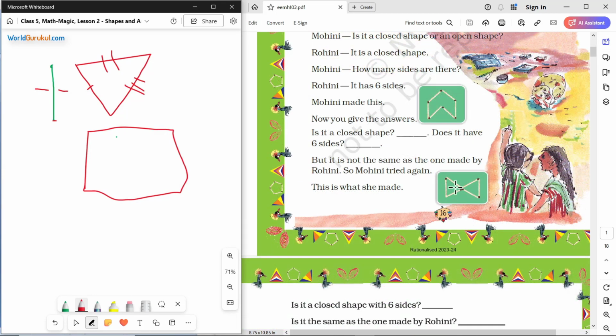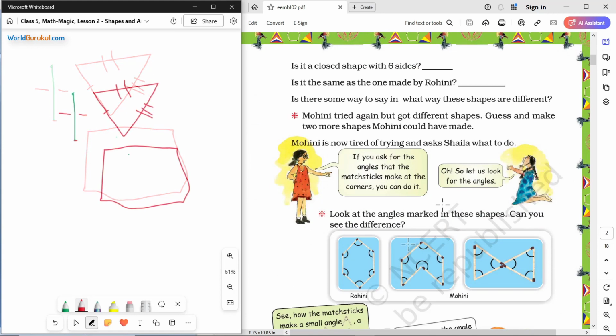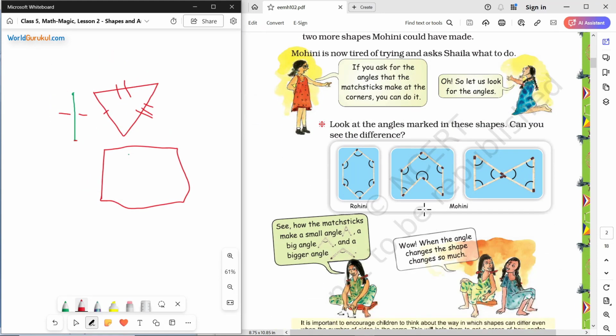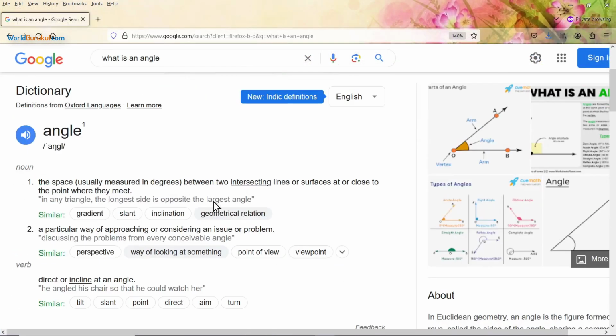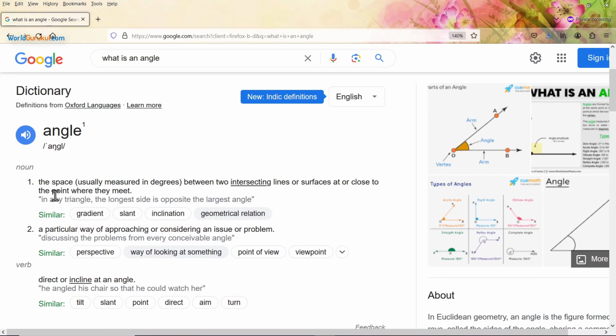There is another shape that is made. This is again made with 6 matchsticks. This is looking like a Damaru Dolak and it's again a closed shape. Okay, we have seen the shapes above. And do you know what an angle means? The shapes we have just seen. Let us know about the angles.